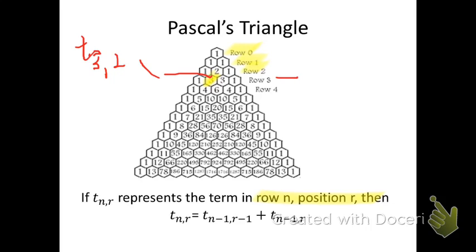The other thing I want to highlight to you is that even though this is row 3, there are 4 items in it. So it has 4 terms in the row. And you'll see that that pattern continues. If you look at row 4, there's 5 values in that row. Row 5 has 6 values in the row. So we're going to build on that knowledge.